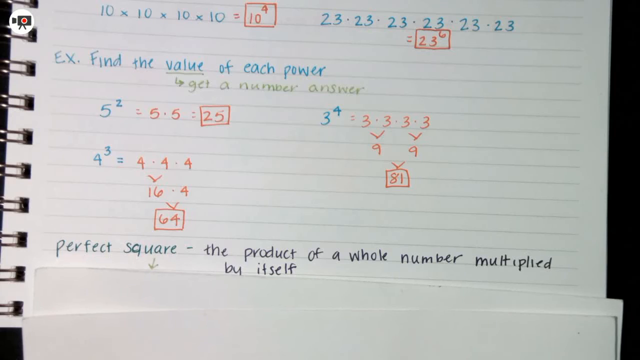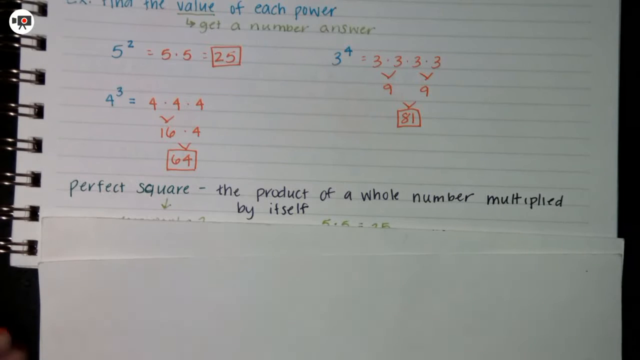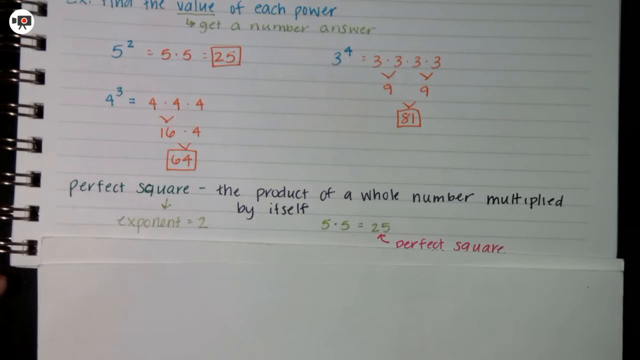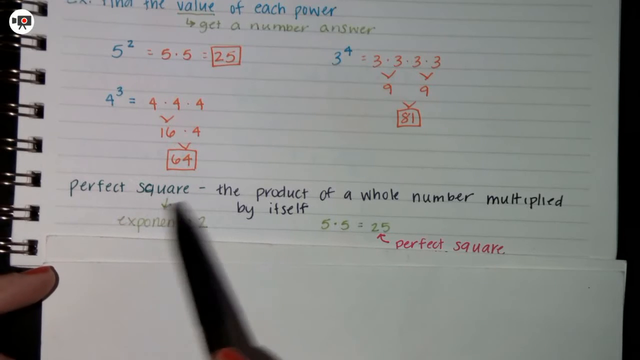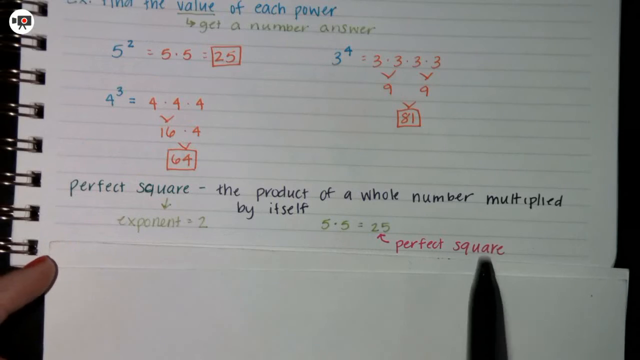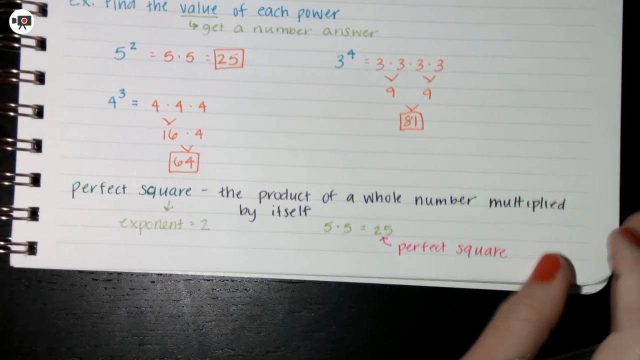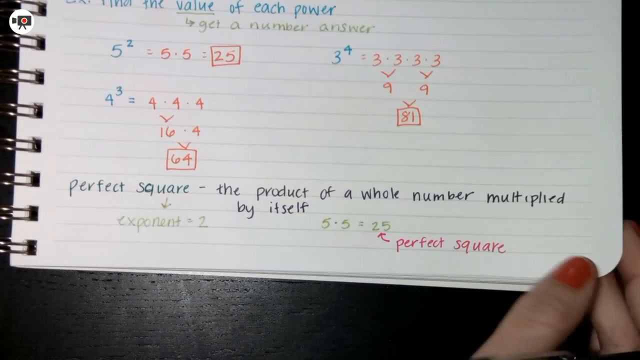Now we have a perfect square, and a perfect square is the product of a whole number multiplied by itself. Perfect square, the square means an exponent of 2. So 25 is a perfect square because it is 5 times 5. A number multiplied by itself makes a perfect square.